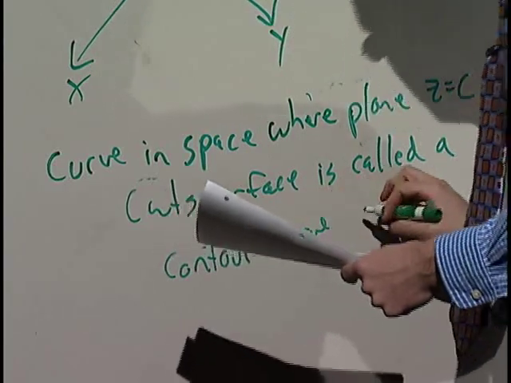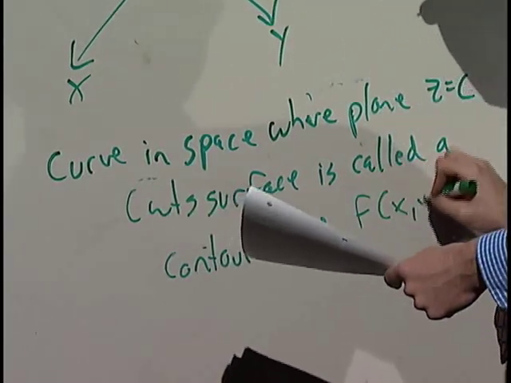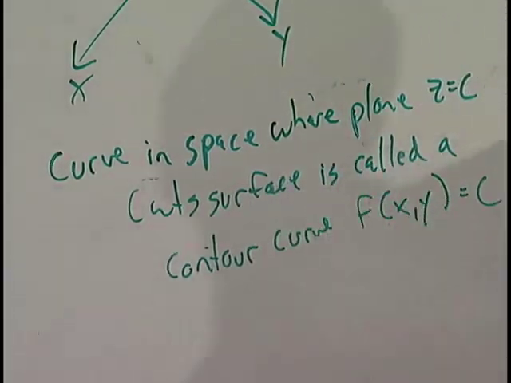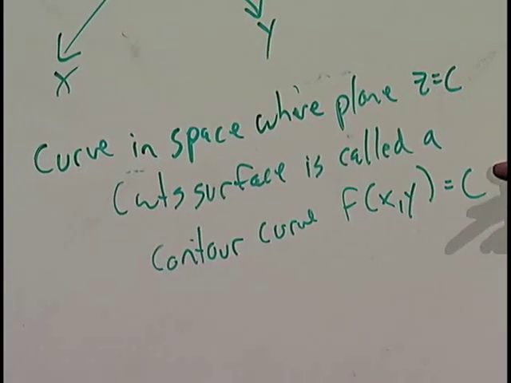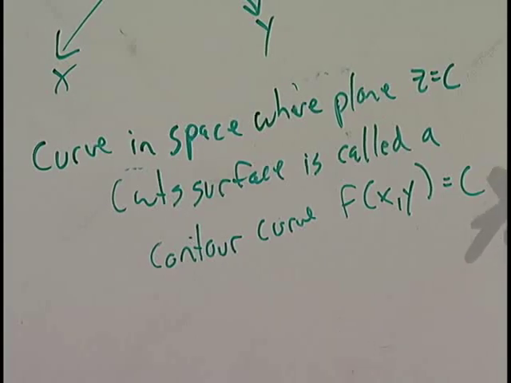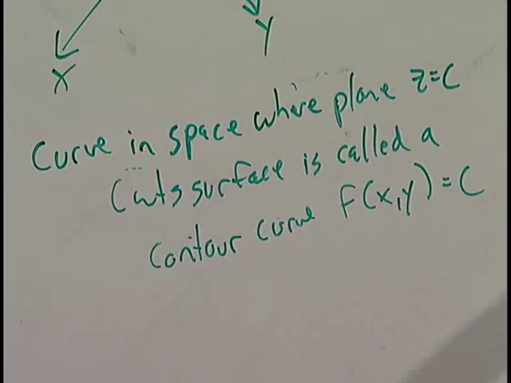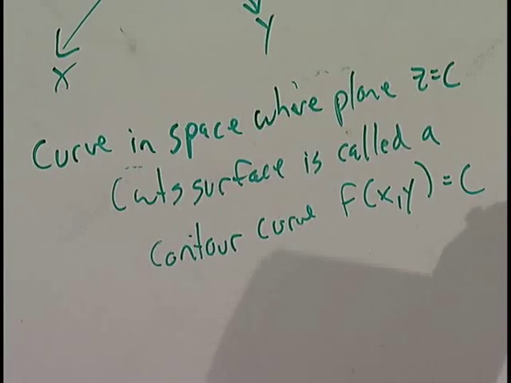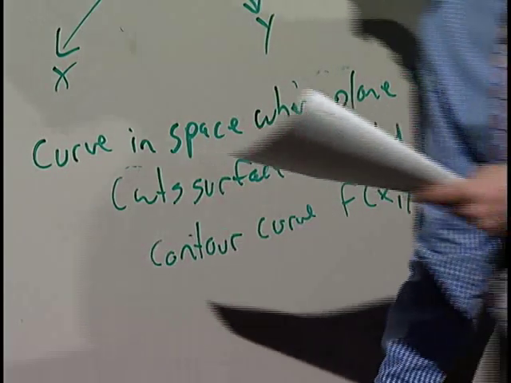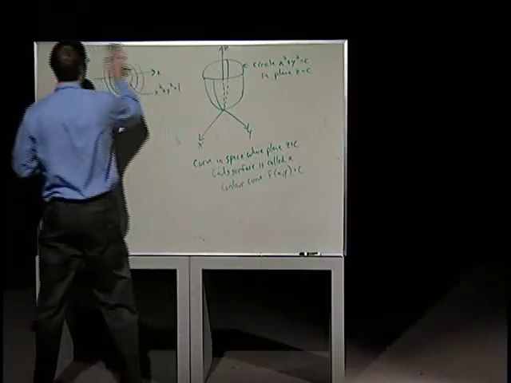Contour curve, f of x y equals c, right? So I'm being a little bit notationally ridiculous here, but level curves exist strictly in the xy plane. Contour curves exist in various z-planes, all right? So what I mean by that is the following.